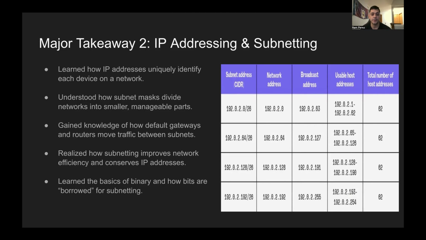And the next subnet starts at 192.0.2.64/26 with usable addresses from 65 to 126 and a broadcast at 127. And this pattern continues with 128 to 192. This visualization helps explain how subnetting breaks one large block of addresses into smaller, efficient networks. It also showed us why subnetting is so important for conserving IP addresses, organizing traffic, and making routing easier to manage.